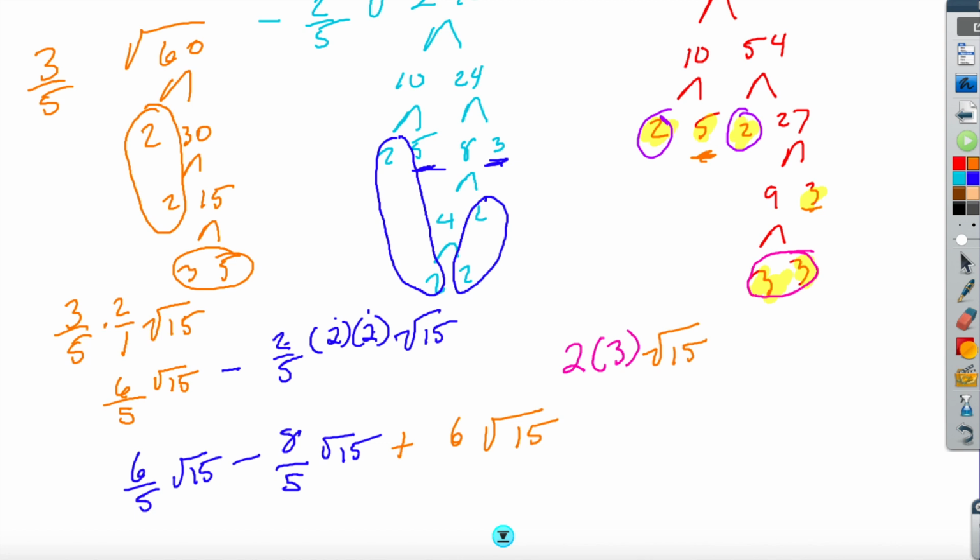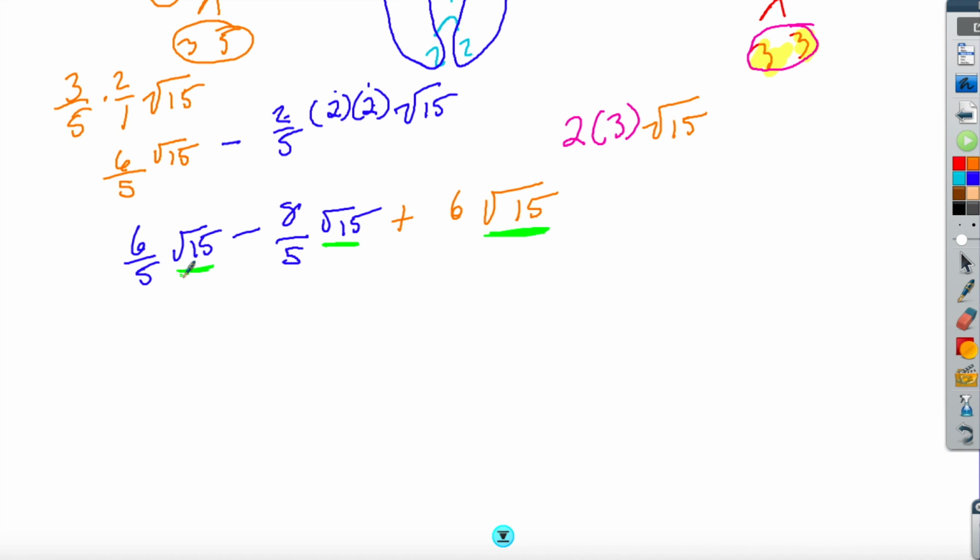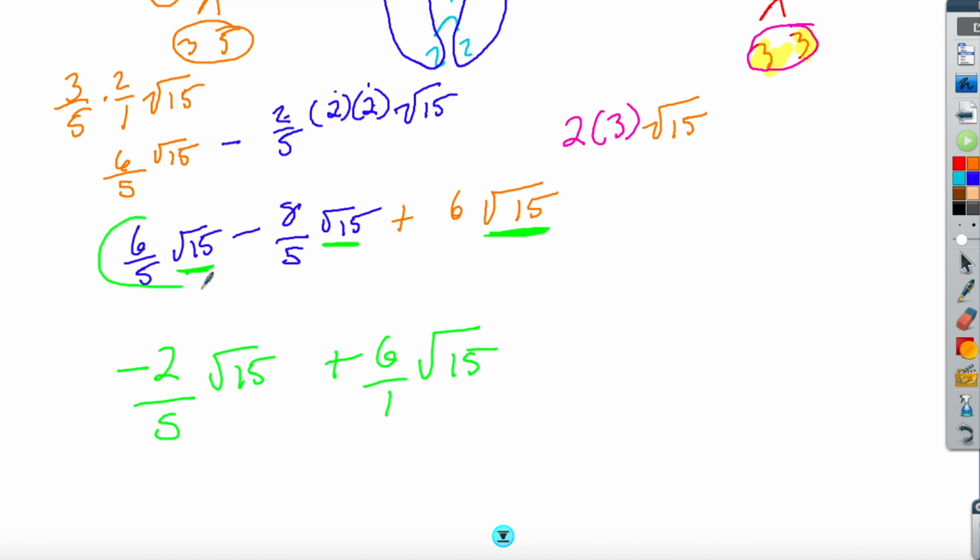Okay? So what I'm going to do now is, since my radicals are all the same, remember you can determine if you're going to add and subtract the radicals, the coefficients, by looking at the radicals. They're all radical 15. Therefore, I can add and subtract these numbers. So in order to do that, these are just fractions. So I have 6/5 minus 8/5. So that would give me negative 2/5 radical 15 plus 6 over 1 radical 15. So what I did is I just combined these.